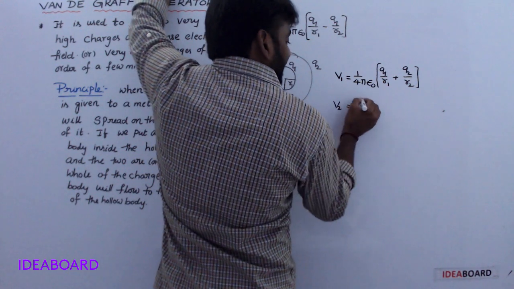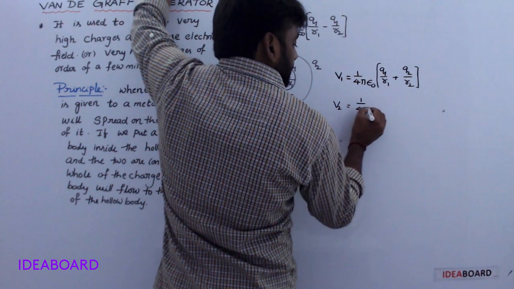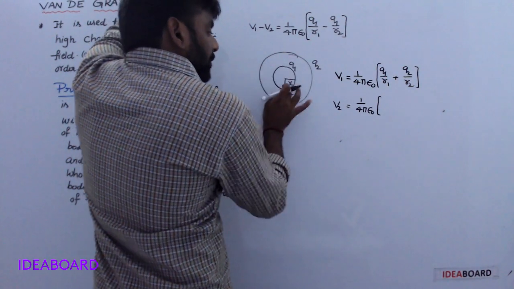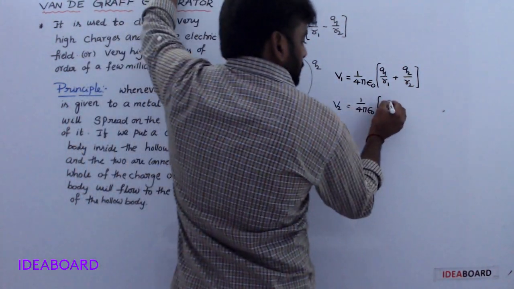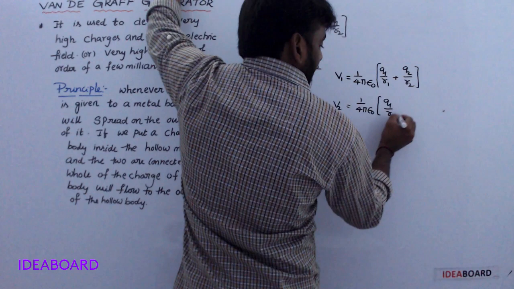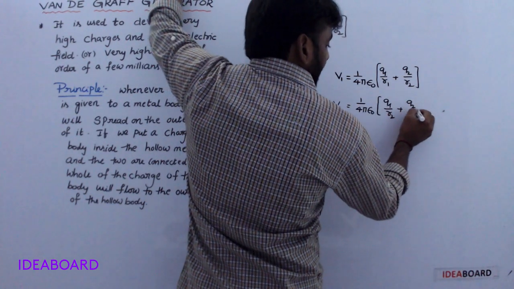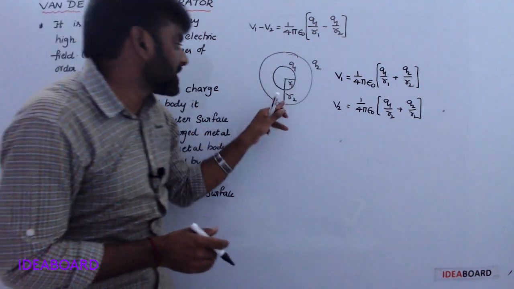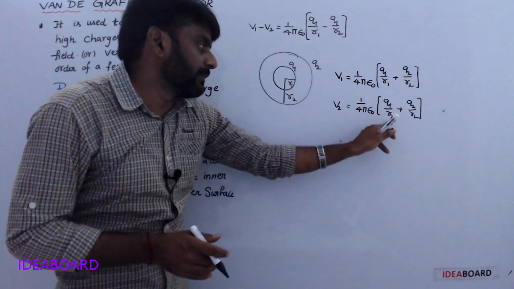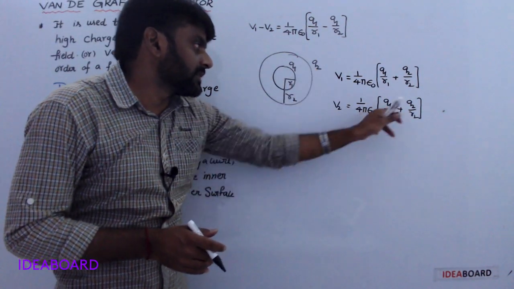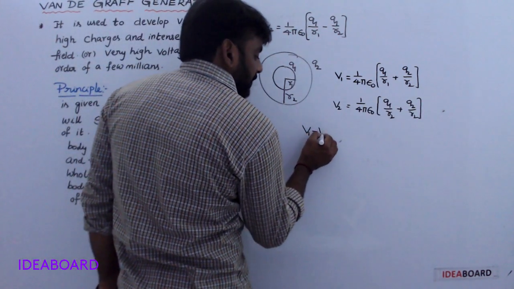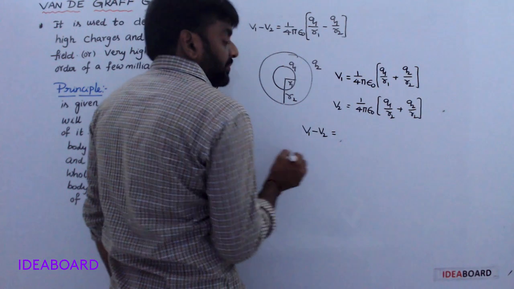V2, the potential on the outer surface, is 1 by 4 pi epsilon naught times q1 by r2, due to q1 whose distance is r2, plus as usual q2 by r2. On the outer surface, due to q1 means q1 by r2, due to q2 means q2 by r2. What about the potential difference? V1 minus v2.